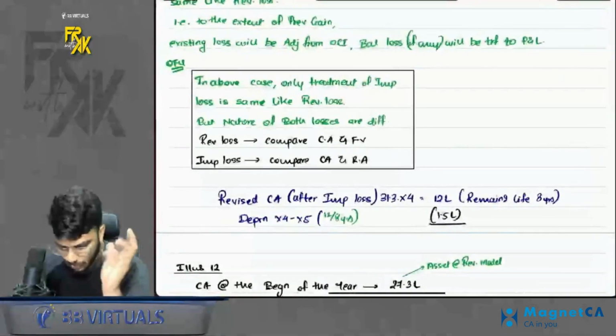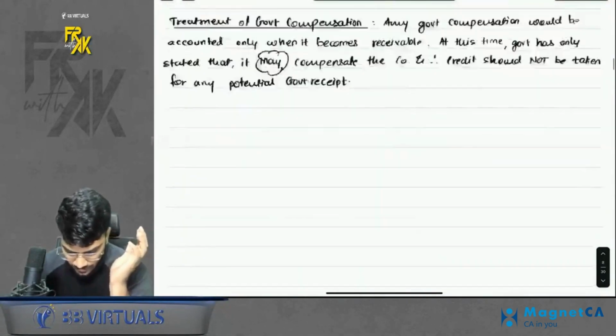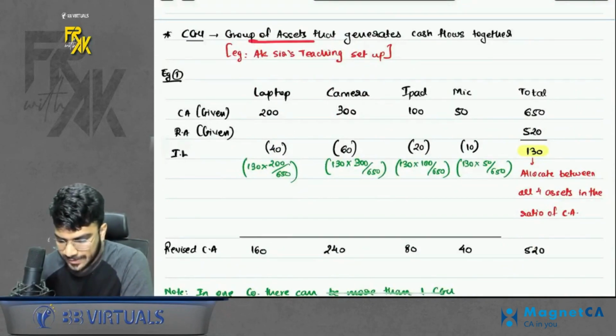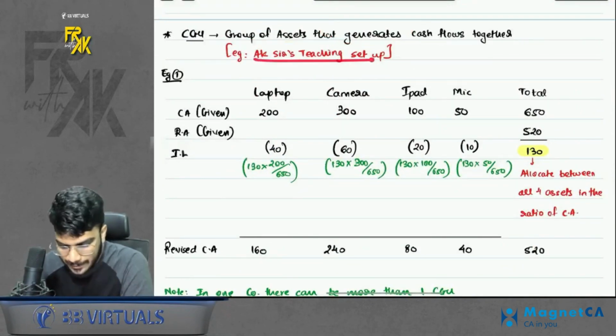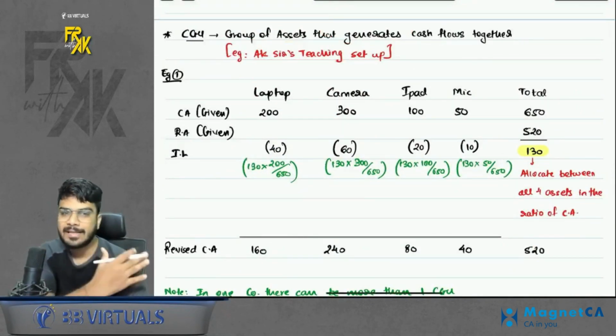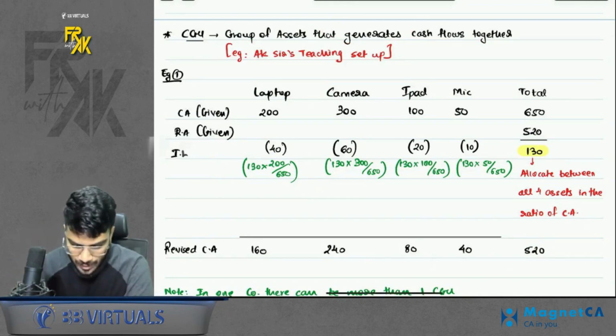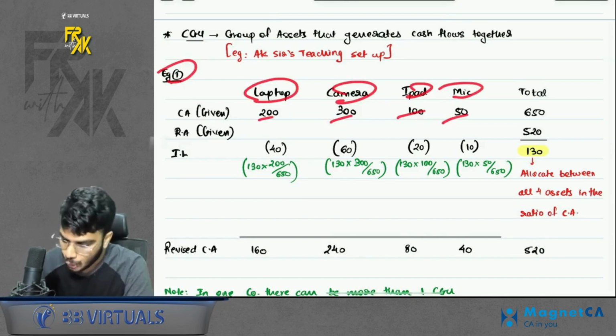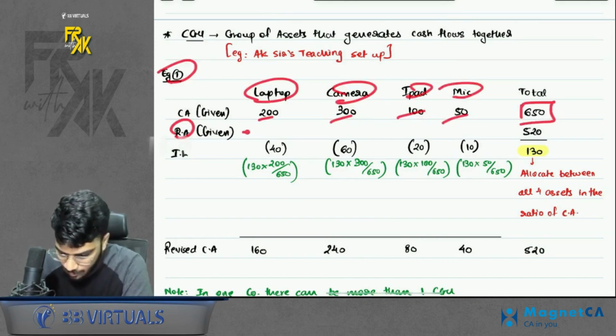So to discuss CGU, we will refer to some examples which I gave you in the class, right? It is a group of assets that generates cash flows together. Example, AK sir's teaching setup. For example, my teaching setup. I hope you are able to recall things, okay? So example number 1, let's say I have a laptop, camera, iPad, mic. Individual carrying amounts total comes to 650. Recoverable amount is given as 520.